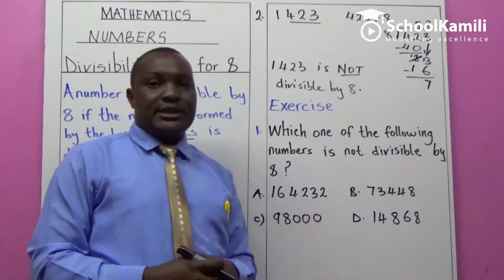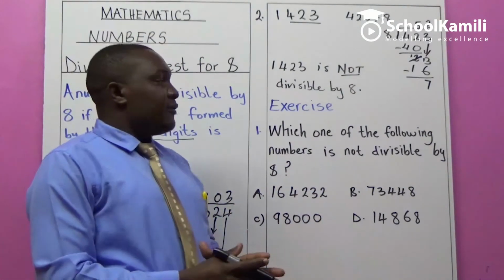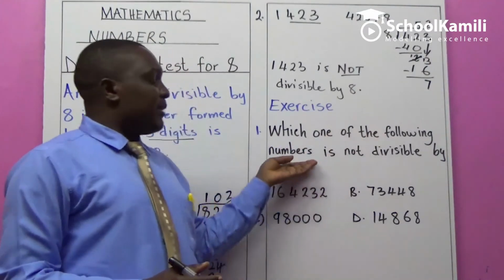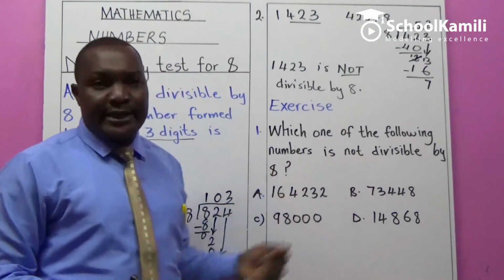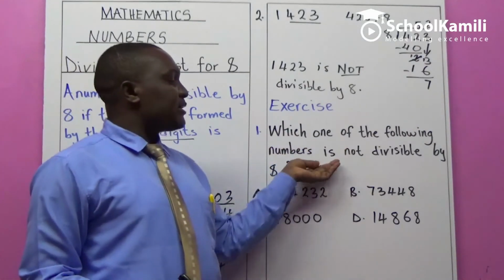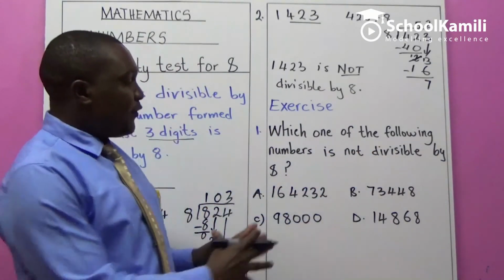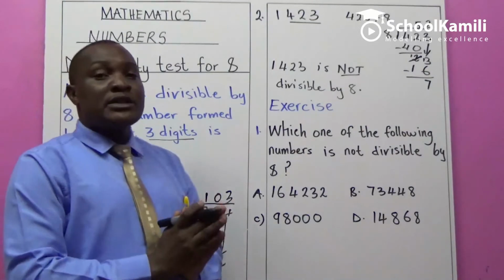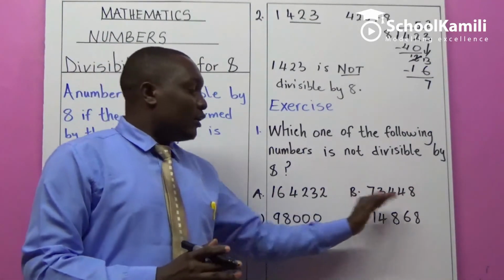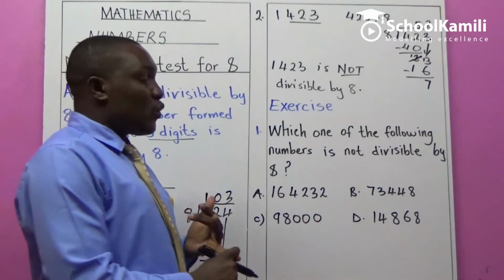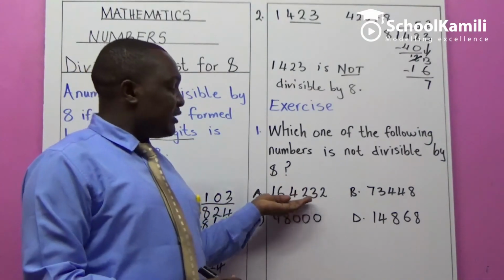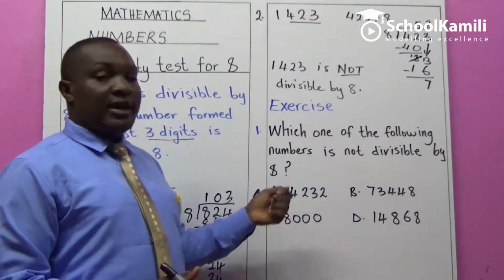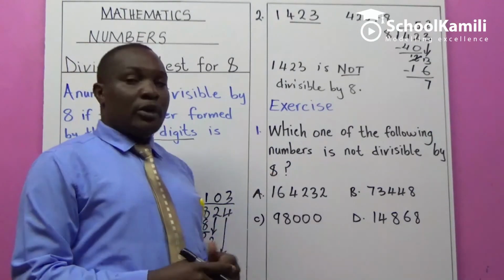So I have an exercise here. I want to see if you've gotten that concept right. Which one of the following numbers is not divisible by 8? If you get such a question in an exam, then it means you have to test all the numbers so that you know which one 8 divides completely. Then that one will be divisible by 8. The one that will have a remainder is not divisible by 8.